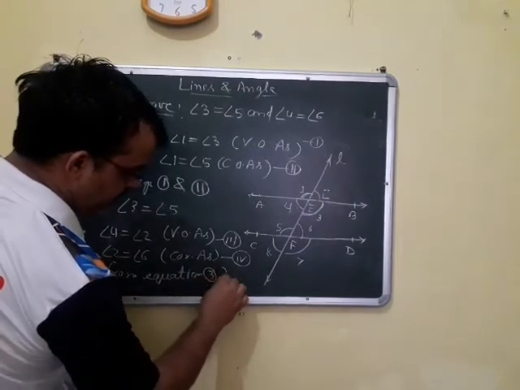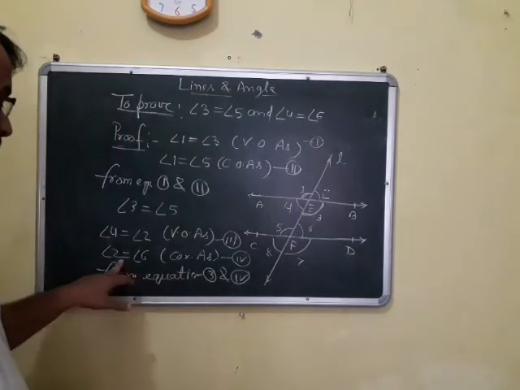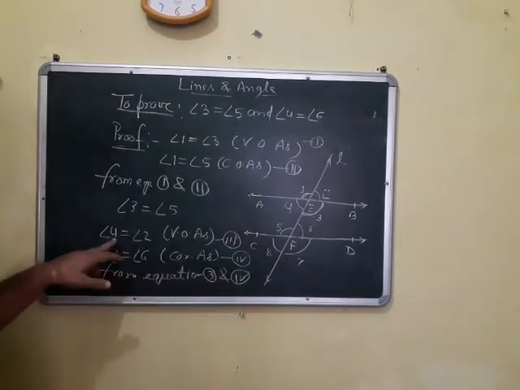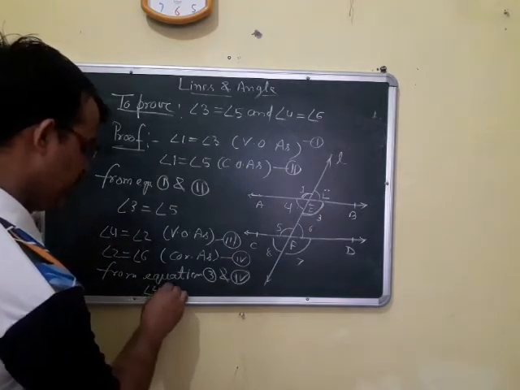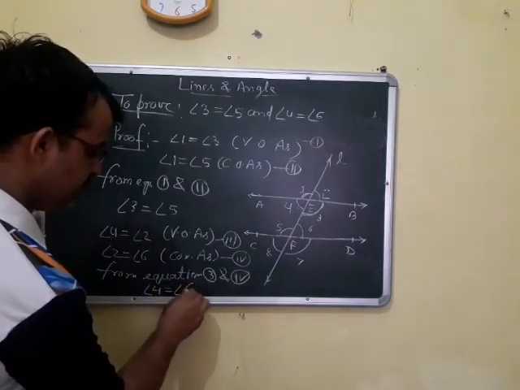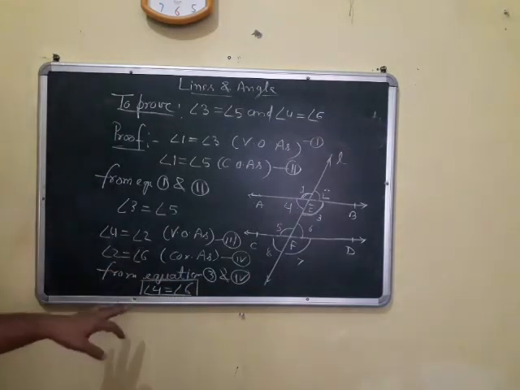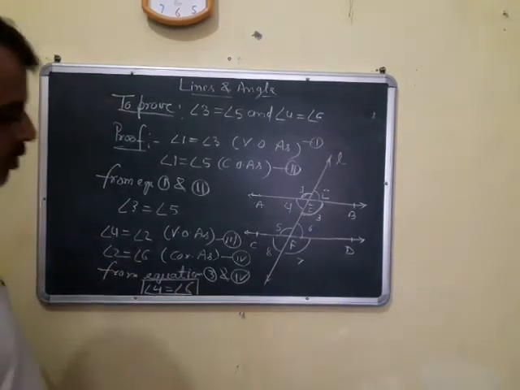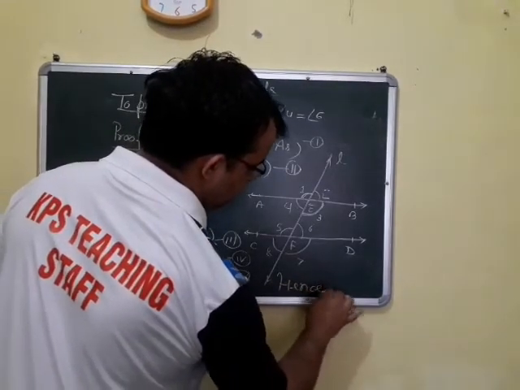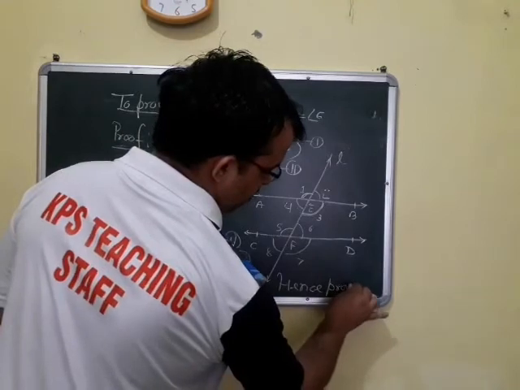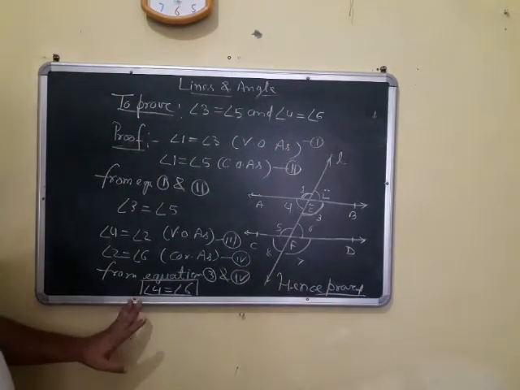From third and fourth, look at third and fourth: angle 4 is equal to angle 6. This one is the proof here. Clear? So your theorem is here, hence proved. Clear? Have a doubt? Okay.